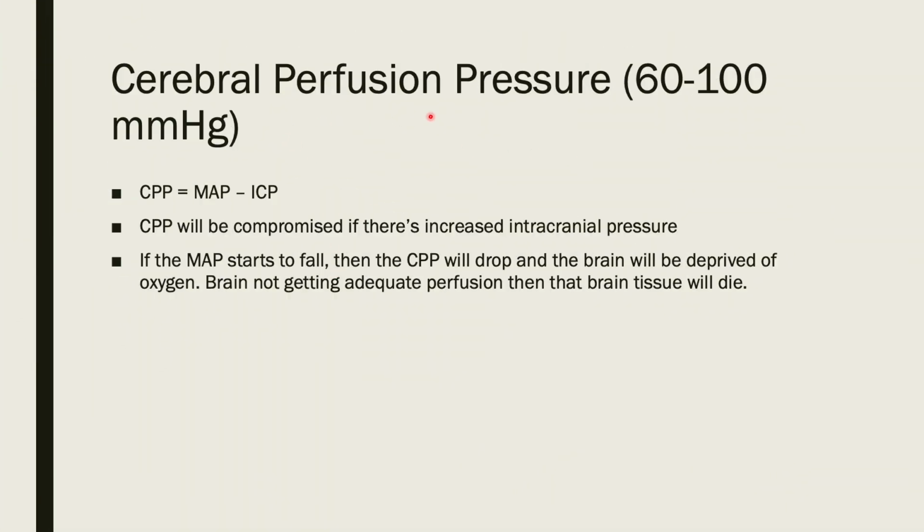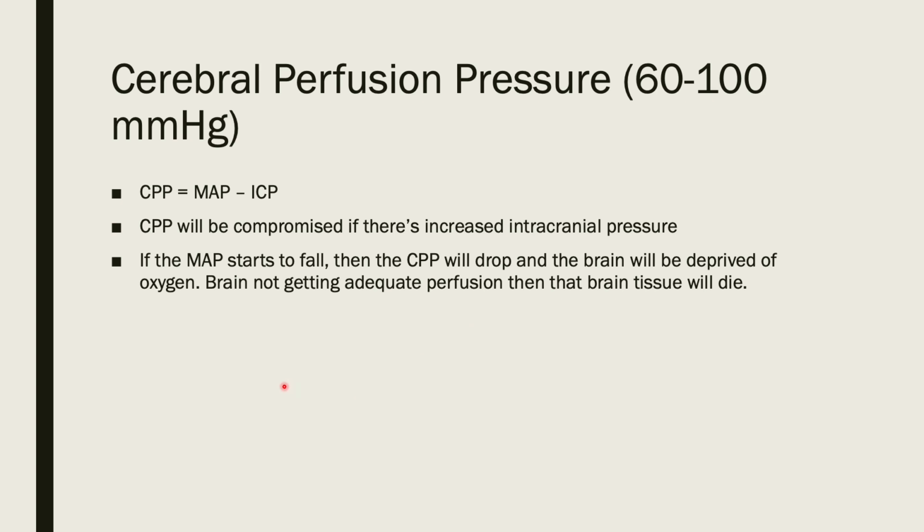So cerebral perfusion pressure, the normal range is 60 to 100 millimeters of mercury. So we have the CPP equals that MAP, and remember that anything over 65 is adequate, minus the intracranial pressure. So it has to be between 5 and 15. And that together has to be between 60 and 100.